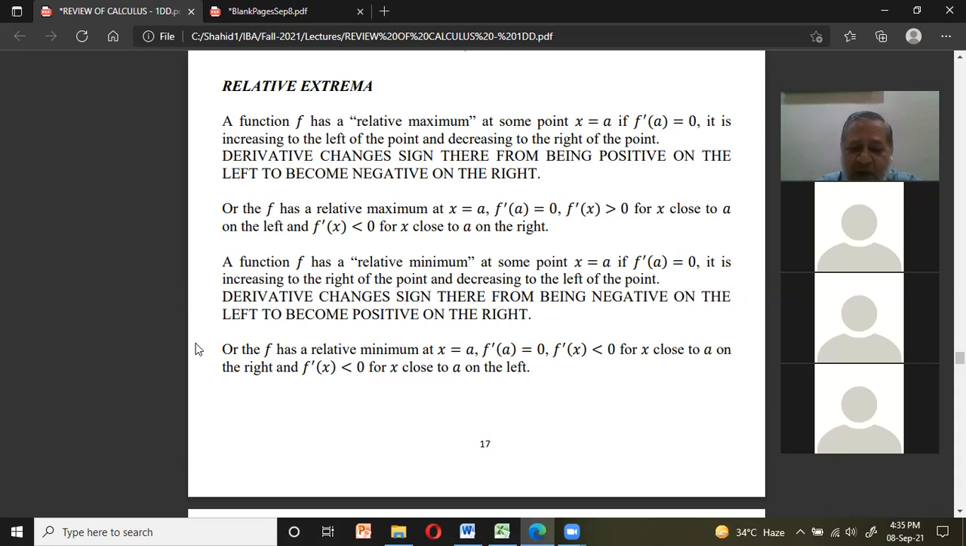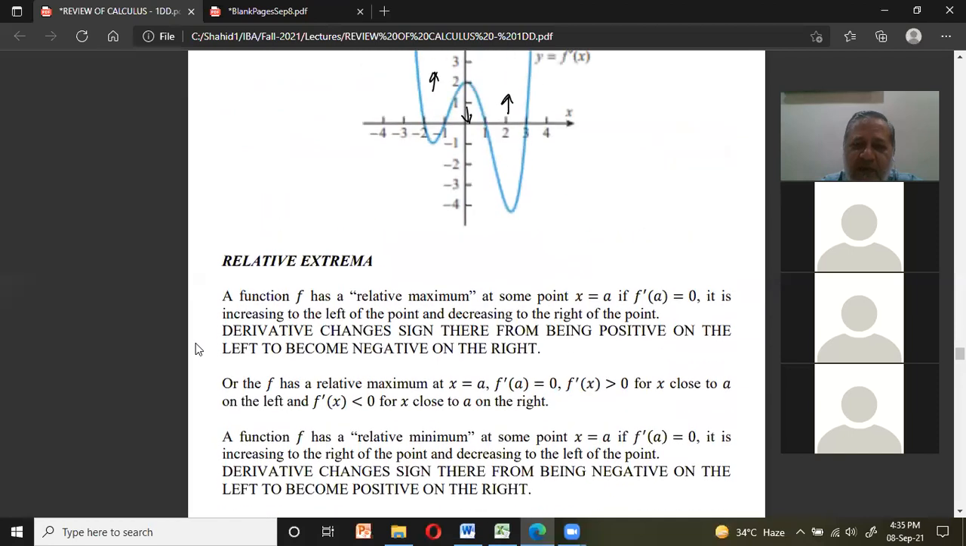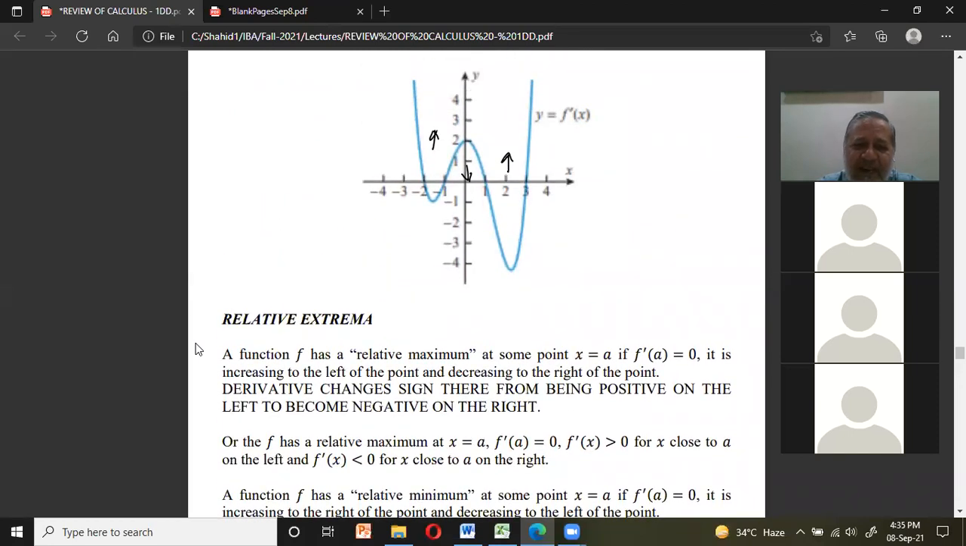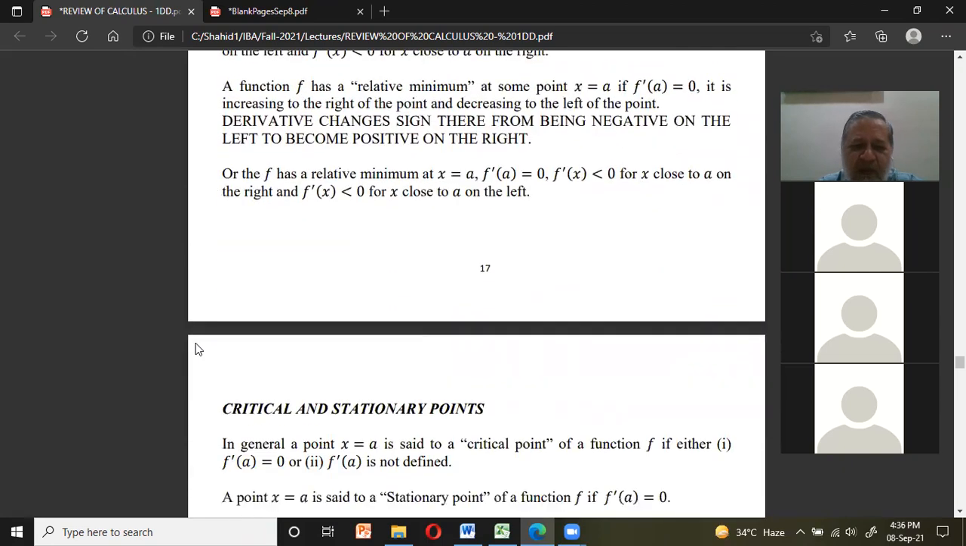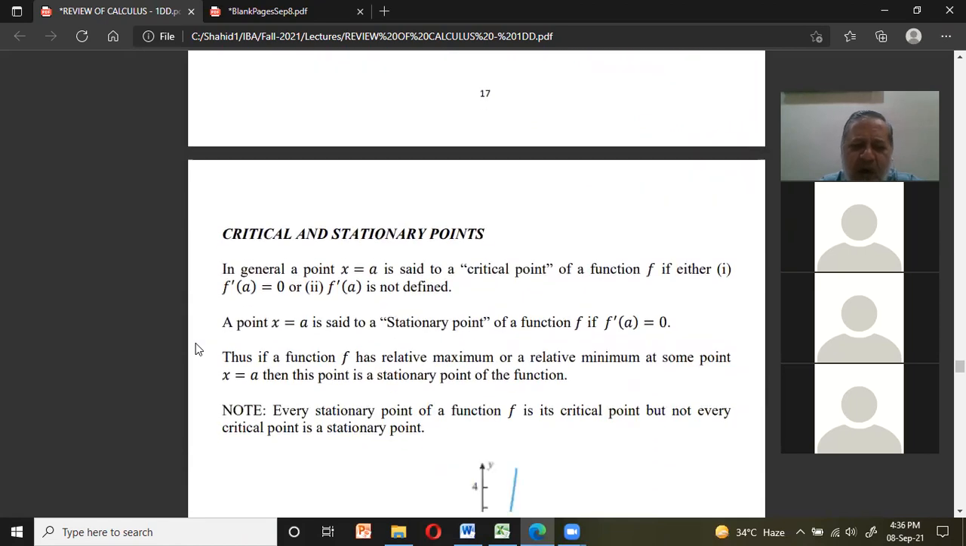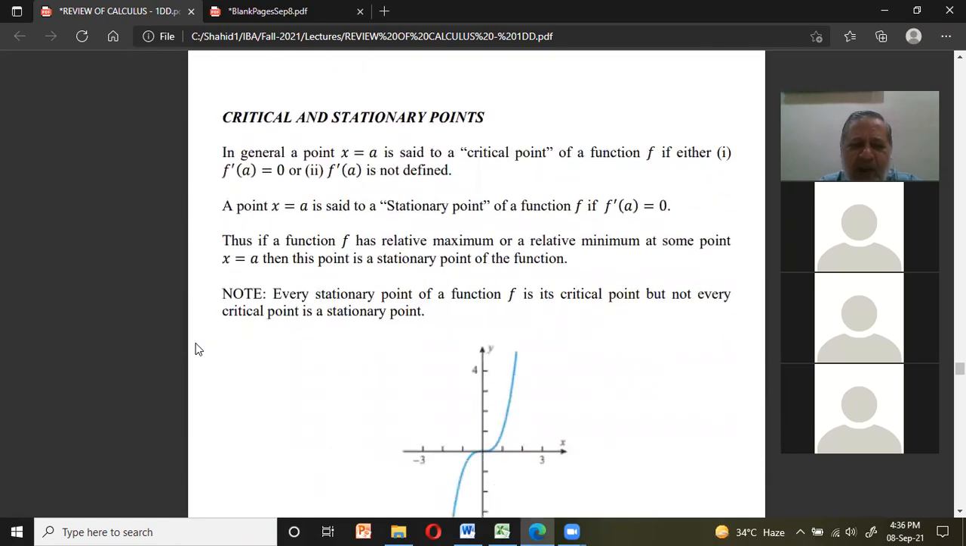So what happens in the interval is that there is a point of maximum where the derivative changes its nature from increasing to decreasing. At a minimum, it changes its nature from decreasing to increasing. And these lead to other ideas.